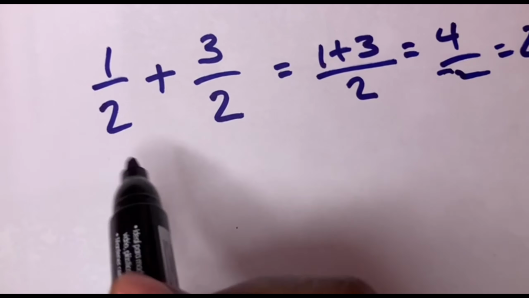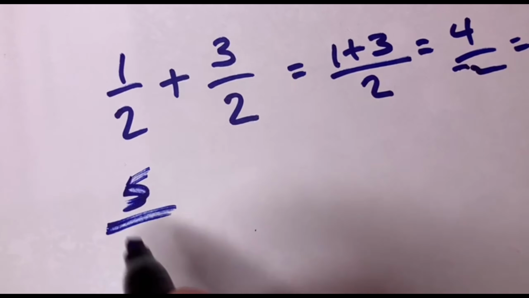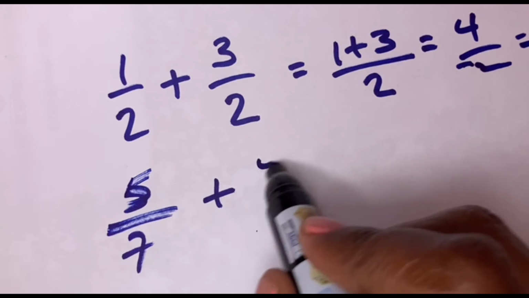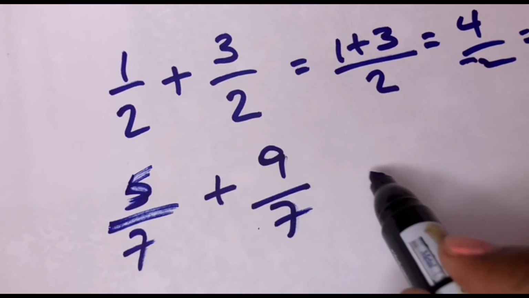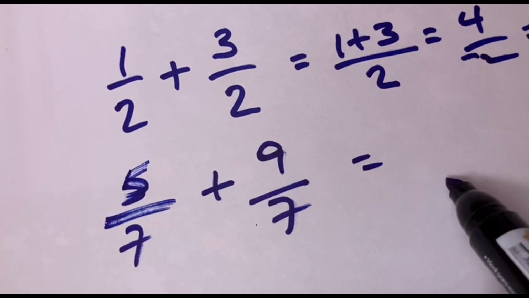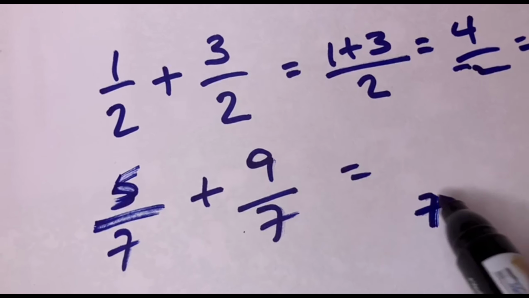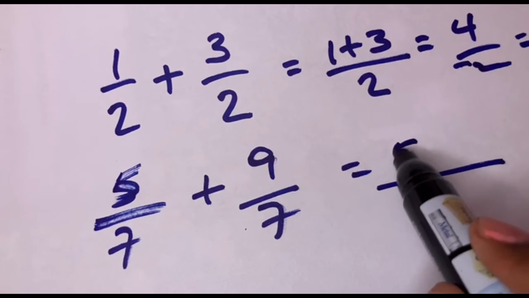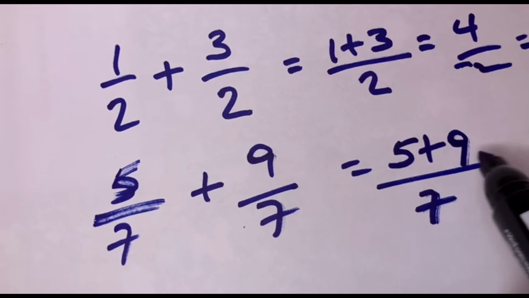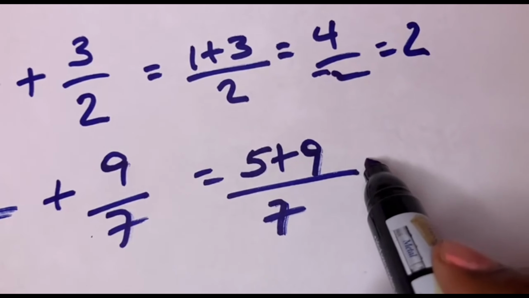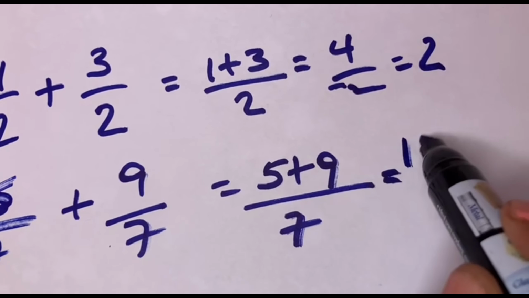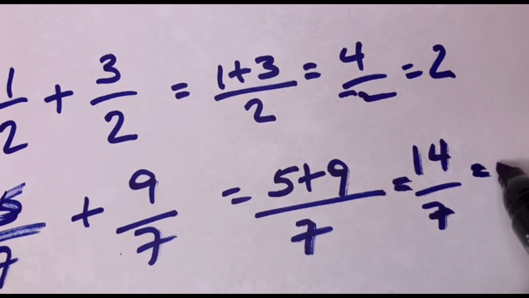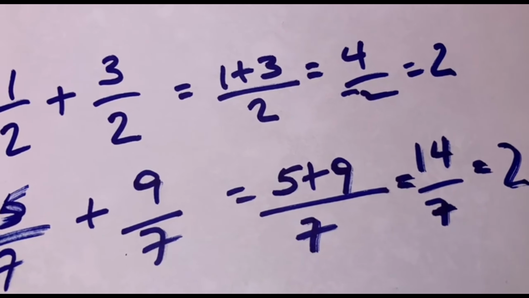Let's add 5 over 7 plus 9 over 7. Again, take one of the denominators, the 7, then add the numerators. So 5 plus 9 equals 14 over 7. Fortunately, this is also divisible: 14 divided by 7 is 2.